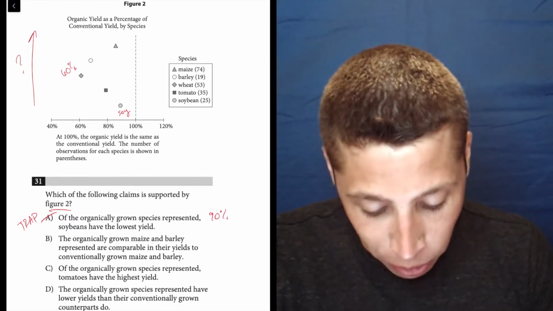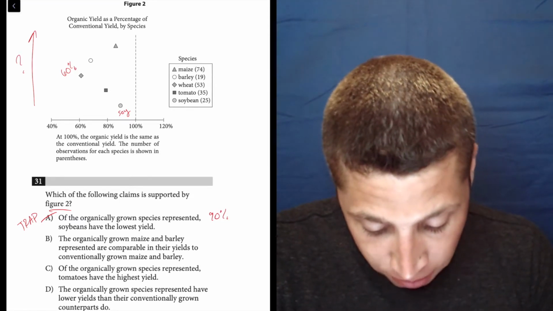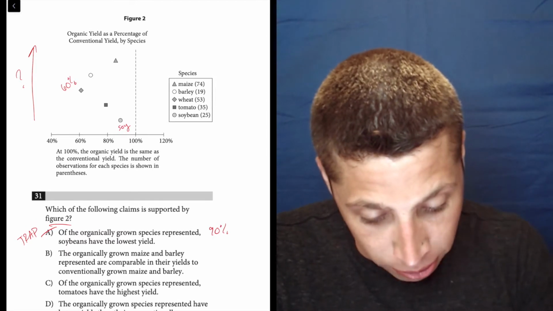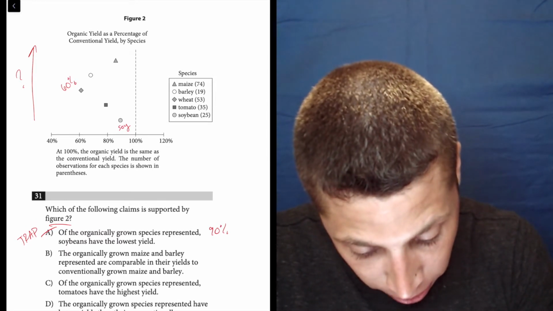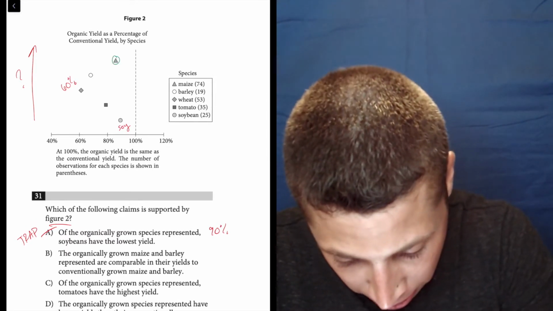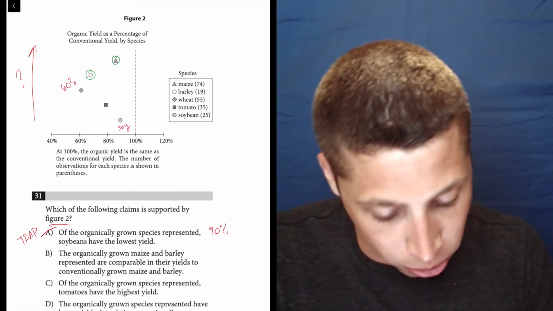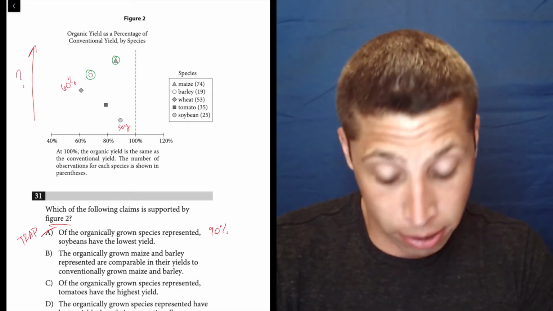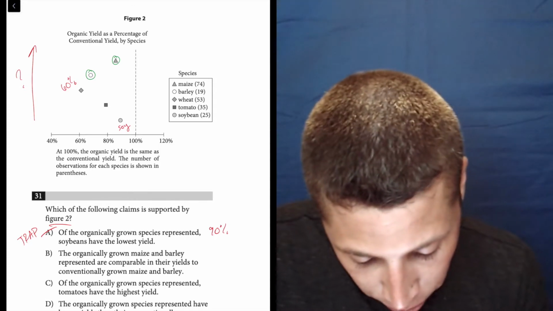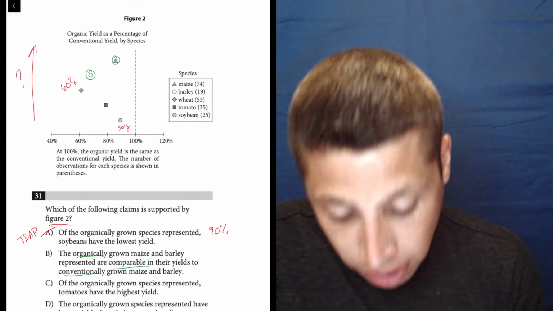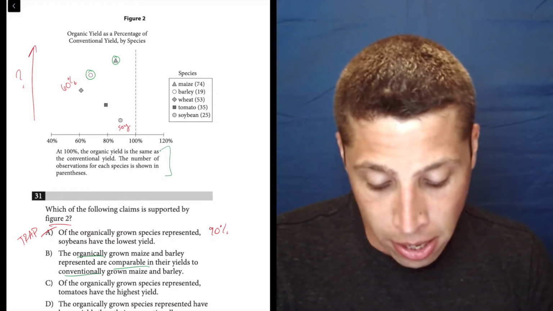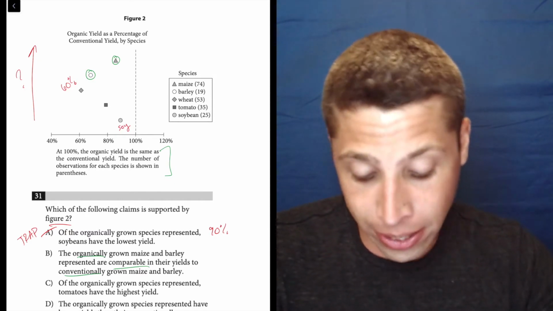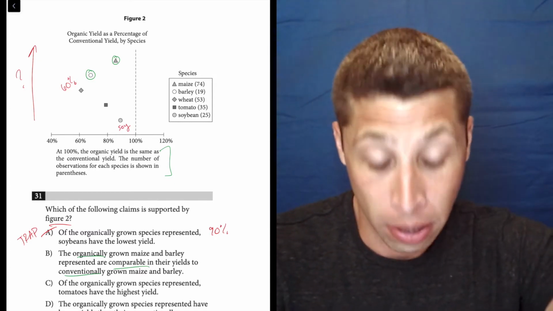B, the organically grown maize and barley represented are comparable in their yields to conventionally grown maize and barley. So, okay, maize and barley are the triangle and the empty circle. So first of all, they're not comparable to each other, so that's not a great sign. But what does it mean for the organic to be comparable to the conventional? Well, that's this piece right here. So at 100%, the organic yield is the same as the conventional yield, is comparable to the conventional yield.